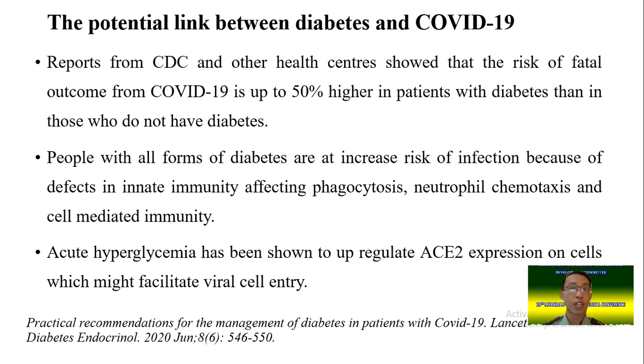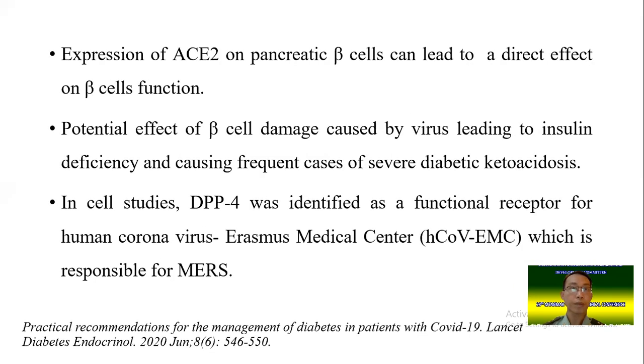People with all forms of diabetes are at increased risk of infection because of defects in the innate and cell-mediated immunity. Acute hyperglycemia may upregulate ACE2 expression on the cells, which might facilitate virus cell entry. Expression of ACE2 on the pancreatic beta cell can also cause insulin deficiency, causing frequent cases of severe diabetic ketoacidosis.